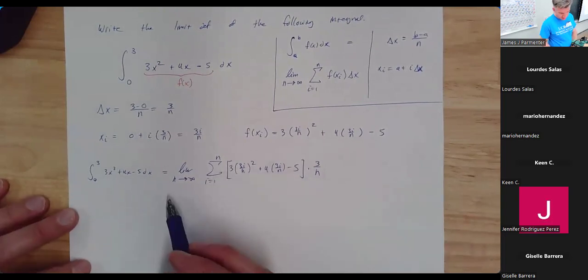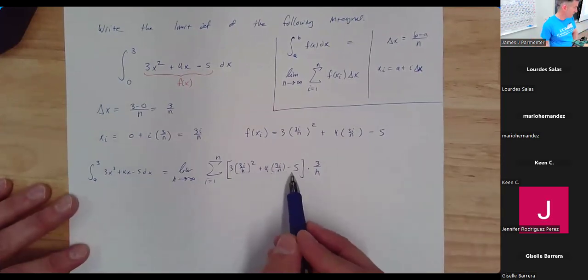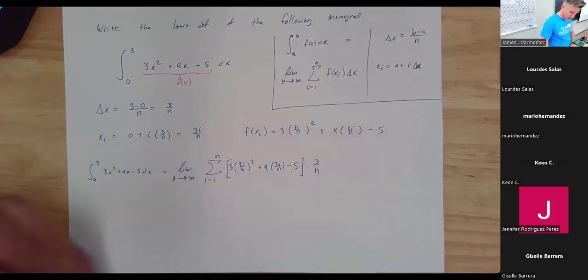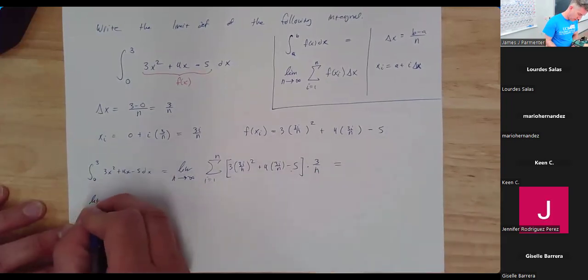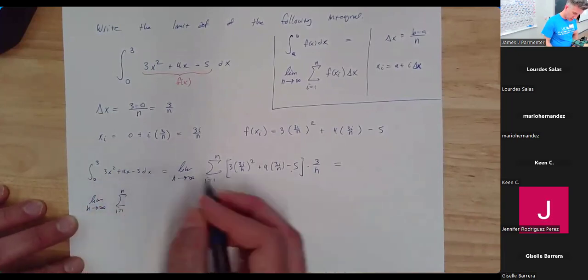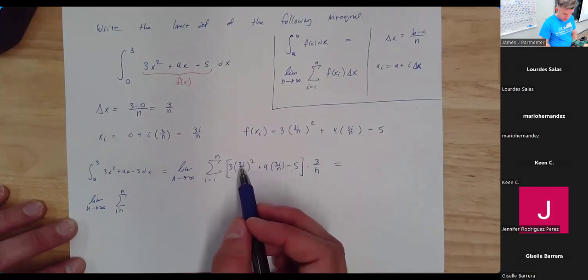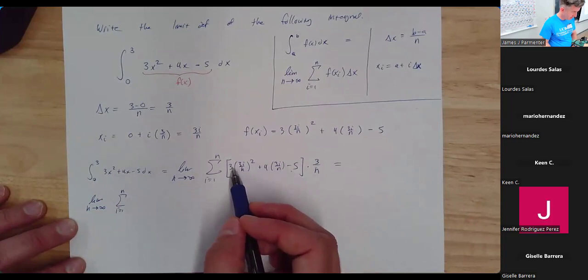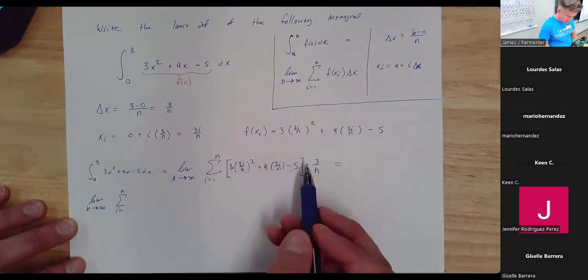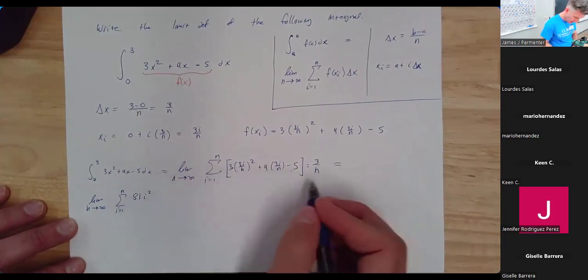So the next part of this process is to essentially multiply this all out and break it up into as many summations as necessary. Here we're going to get three summations because there are three parts added and subtracted together. So we multiply the whole thing out: the limit as n goes to infinity of the sum from i equals 1 to n. Holy smokes. Let me talk through this step. 3i over n squared is 9i squared over n squared, times 3 is 27, times another 3 is 81. I'm going to get 81i squared over n squared times n, which is n cubed.